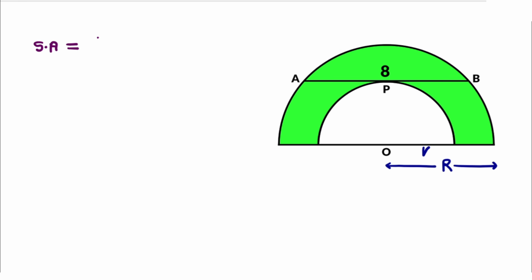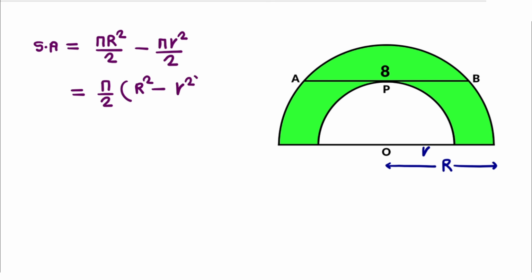our shaded area is pi times capital R squared divided by 2 minus pi times lowercase r squared divided by 2. Factor out pi divided by 2, and we get pi divided by 2 multiplied by the quantity capital R squared minus lowercase r squared. So everything comes down to finding just one thing, capital R squared minus lowercase r squared.